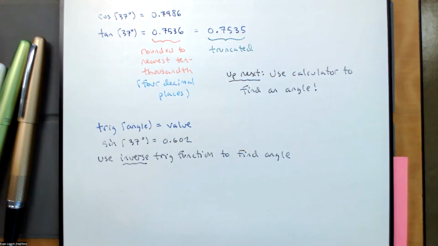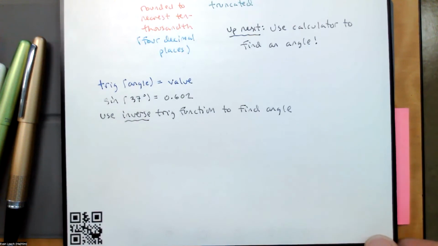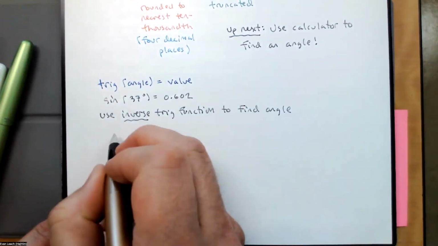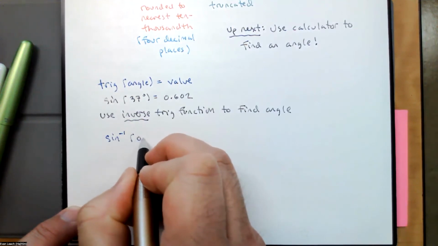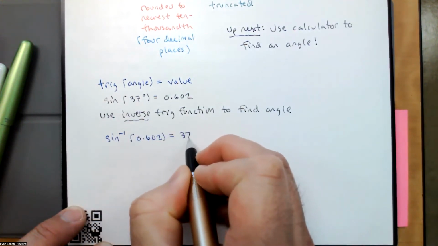This is the same thing that we always do. If we see some multiplication, we undo that with its inverse, division. If we see some subtraction, we undo that with its inverse, addition. If we see exponents, we undo that with their inverse, other exponents. So sine takes an angle and gives you a value. The inverse trig function will take a value and give you an angle. So let's see how it works. What we're going to see is that sine inverse of 0.602 will give us 37 degrees.